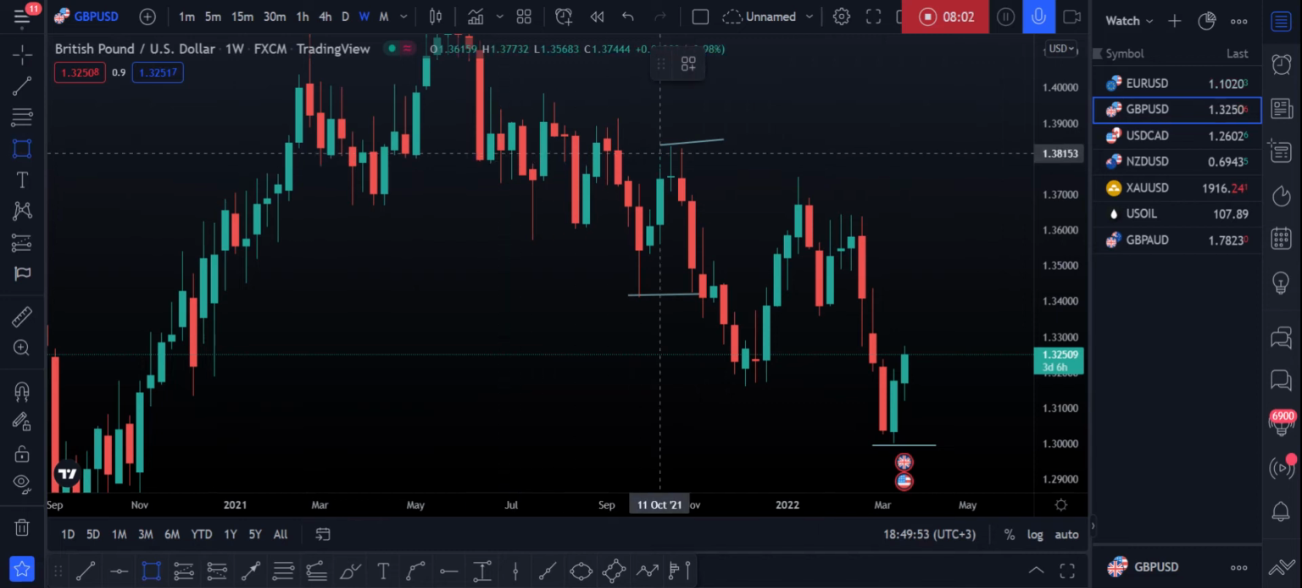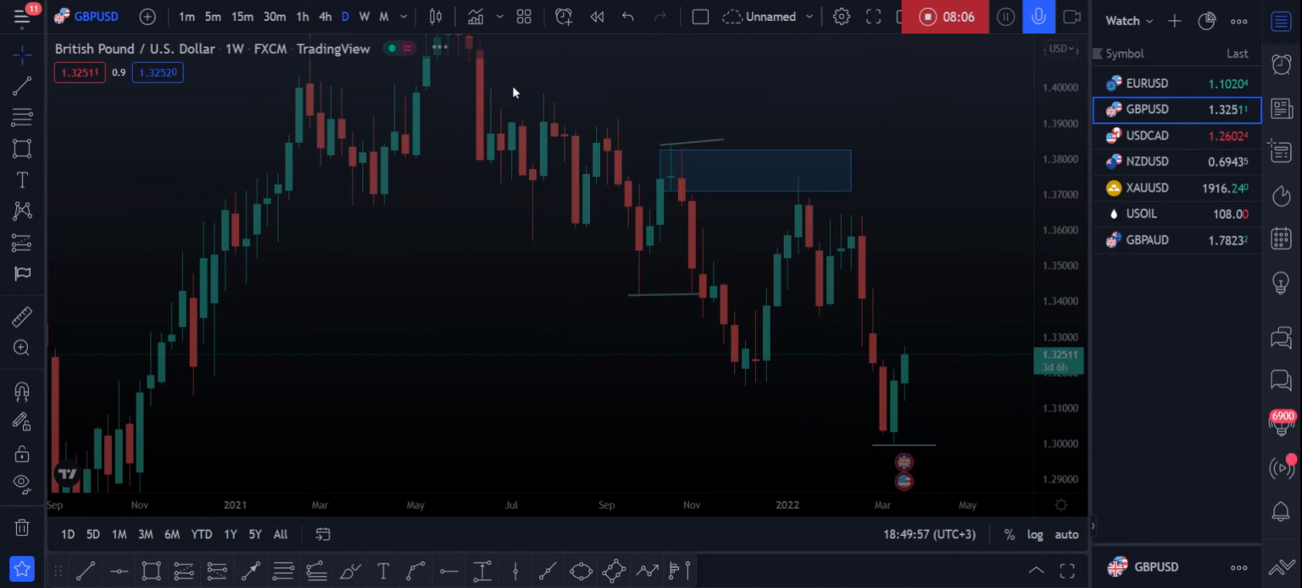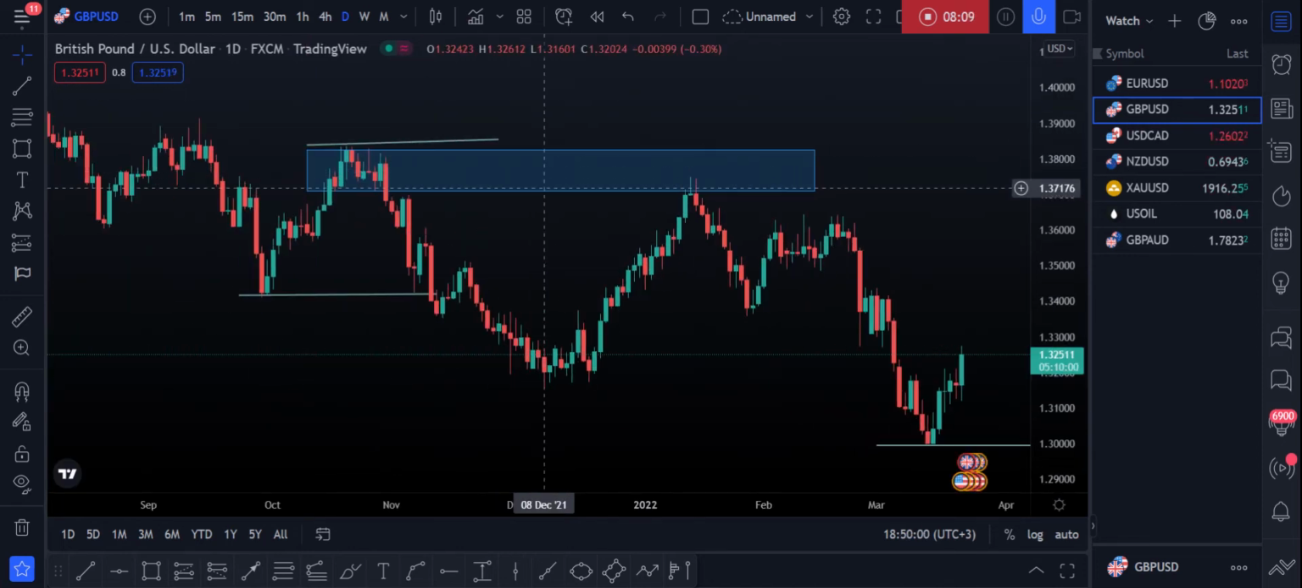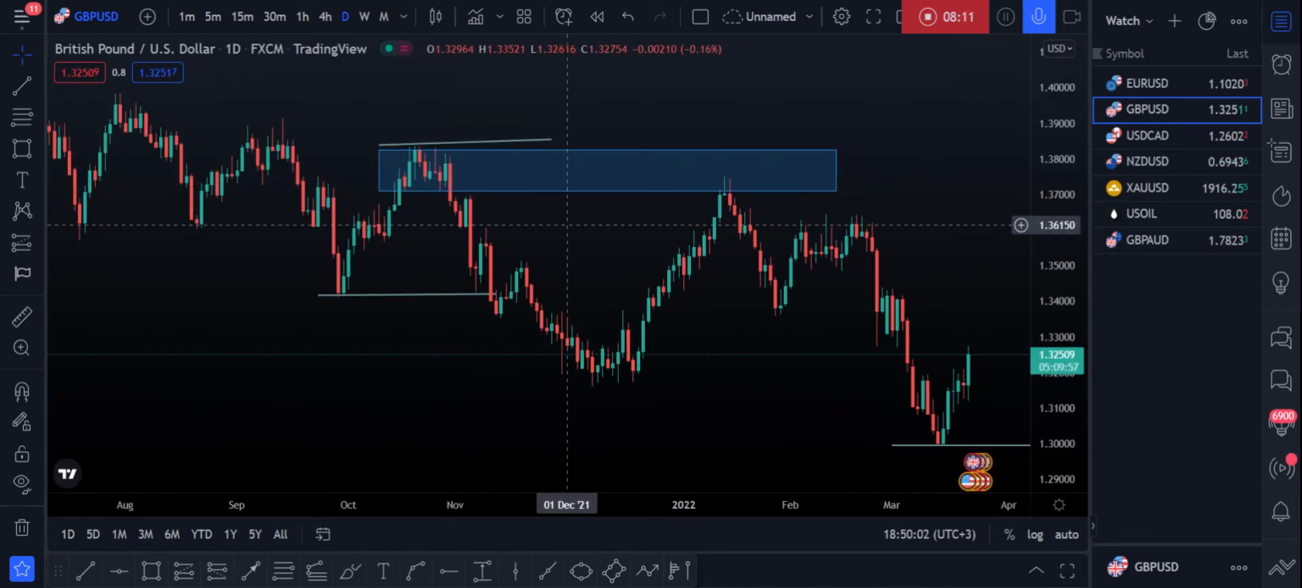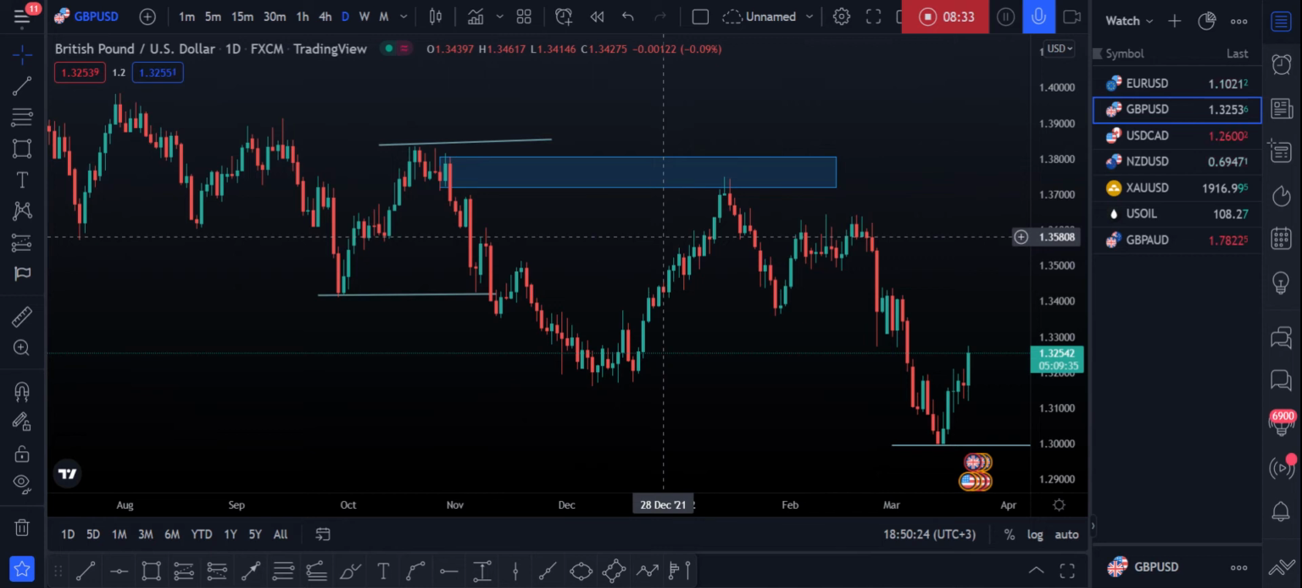So we mark it out on the weekly, and we go back to the daily and refine. So the institutional candle, this was a valid institutional candle too, but it was already mitigated. It was already tested. That's why we didn't consider this, because it was already liquidated. So this was a fresh supply zone right here.